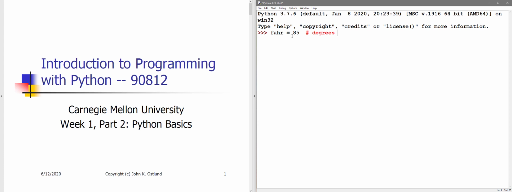which go from a pound sign or sharp sign to the end of the current line. Okay, I think I spelled Fahrenheit correctly there. So this statement is going to create a variable named fahr that is referring to the value 85, and I have some documentation describing that, which if I had typed out Fahrenheit as my variable name, I wouldn't really need the documentation.